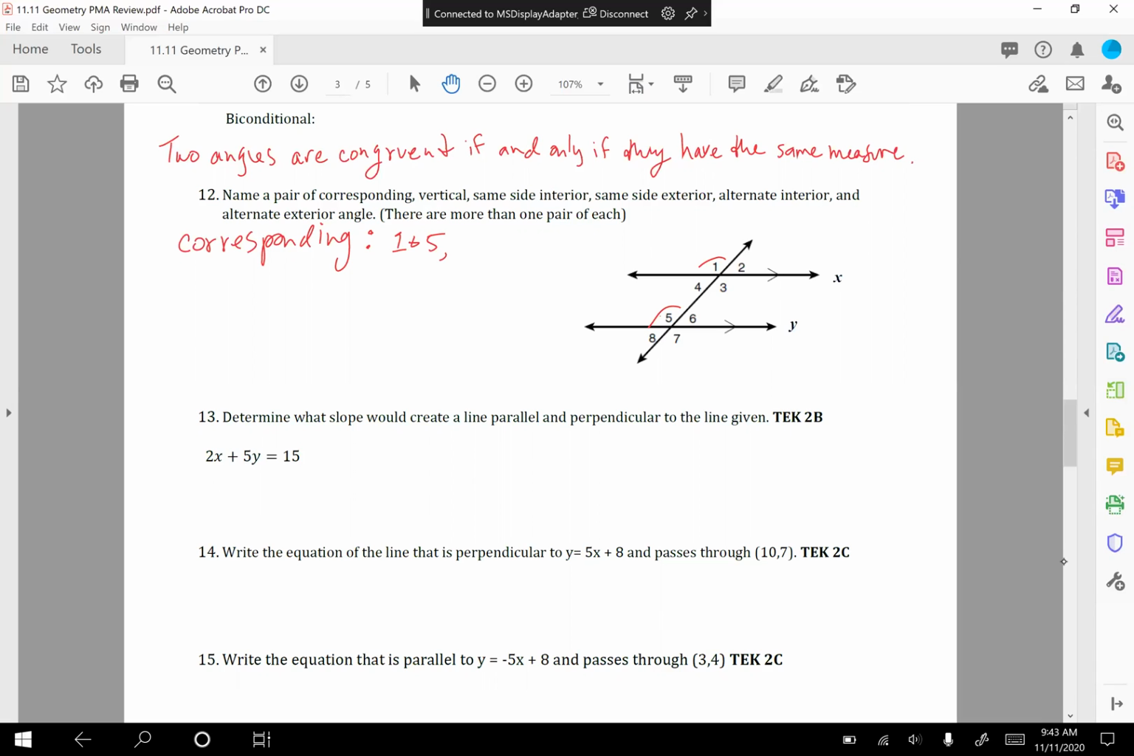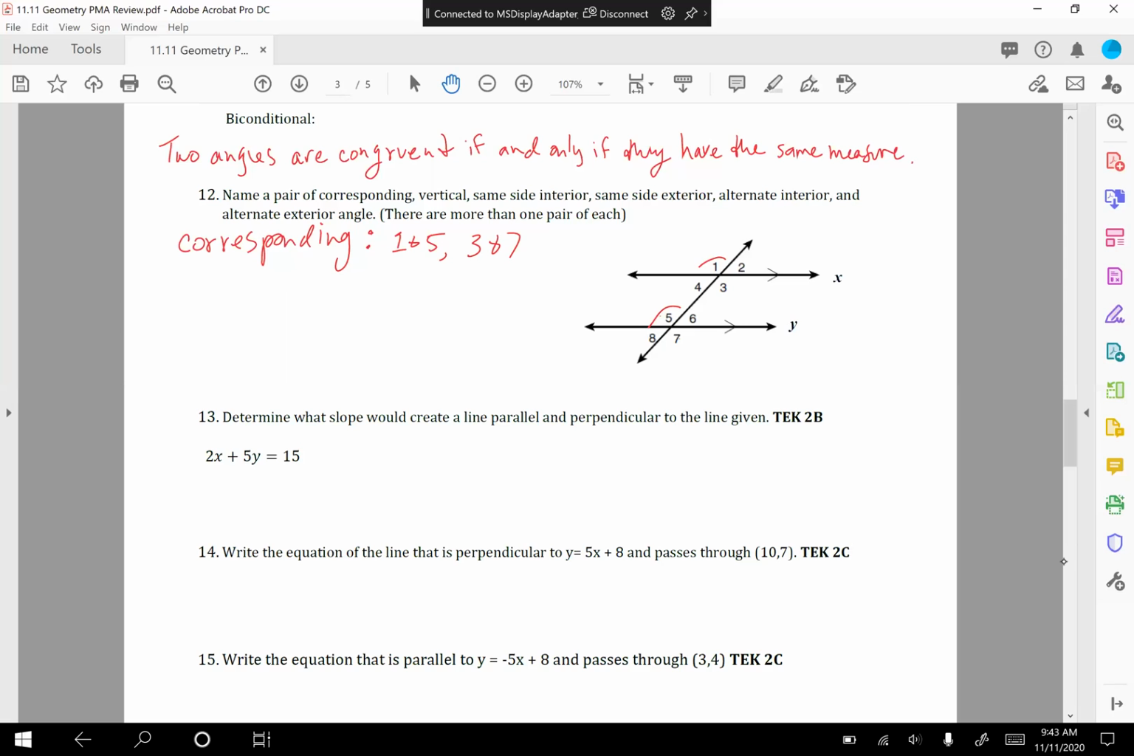Let's try another one. Which one? I'm not talking about the same measure, but I just want to know a pair of corresponding angles. So like 3 and what? Do y'all see how 3 is on the bottom right of this top group of 4? Which one's on the bottom right of the bottom group of 4? 7. So 3 and 7. Those are a pair of corresponding angles. And yes, they are congruent, okay? But we need to know that angle pair name.